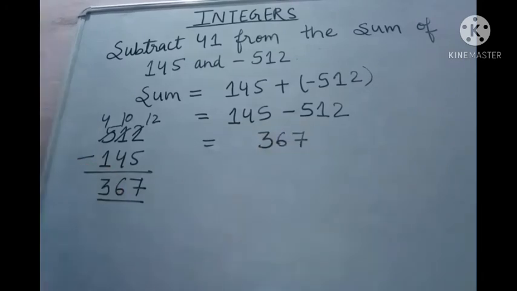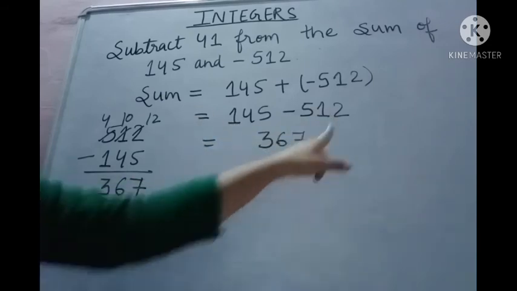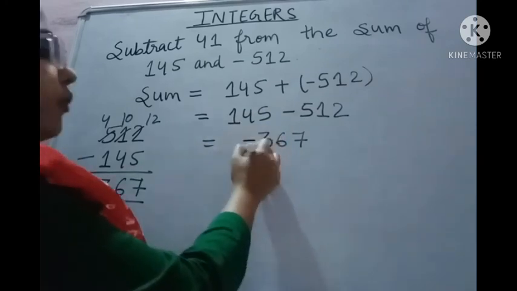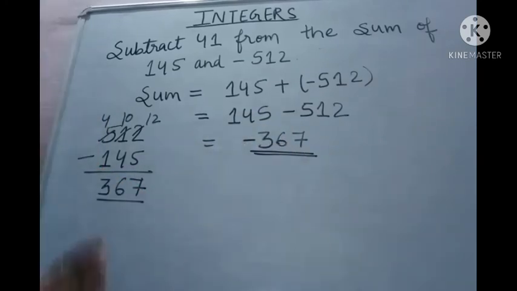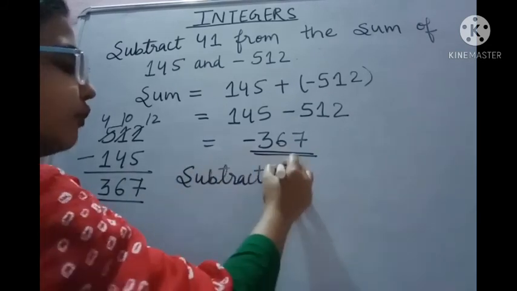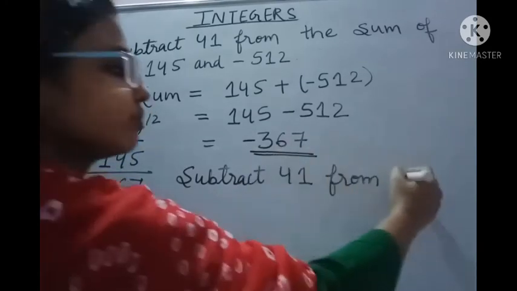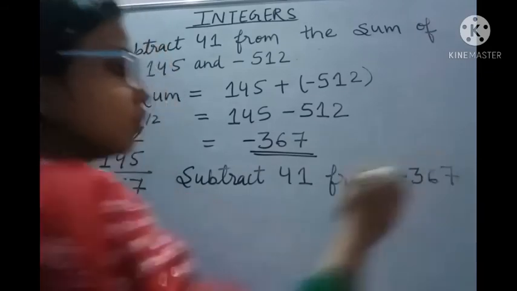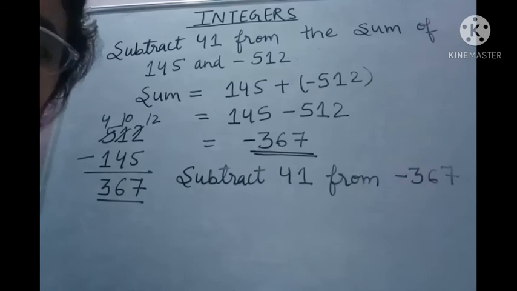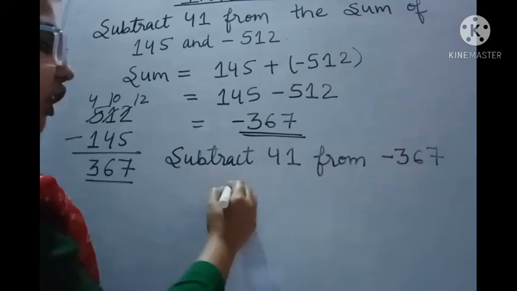Now just you people tell me, what sign will be there on 367? In both of the terms, which term is greater? This term is greater and the sign before this term is negative. So I am going to write down negative in my answer too. Right? Now what was your question? Your question was to subtract 41 from what? From the sum, and the sum is minus 367. So you need to subtract 41 from minus 367. Is it clear? Now you know that whenever we are subtracting, तो from के बाद whatever we are taking, we need to take it first.